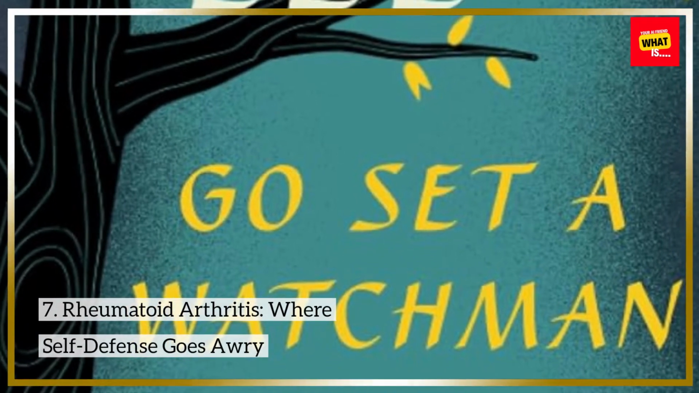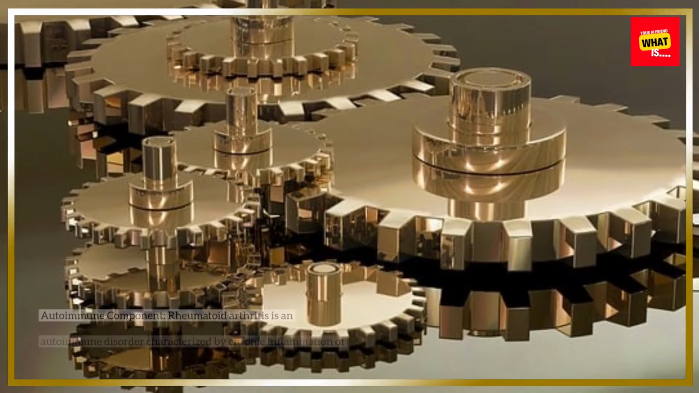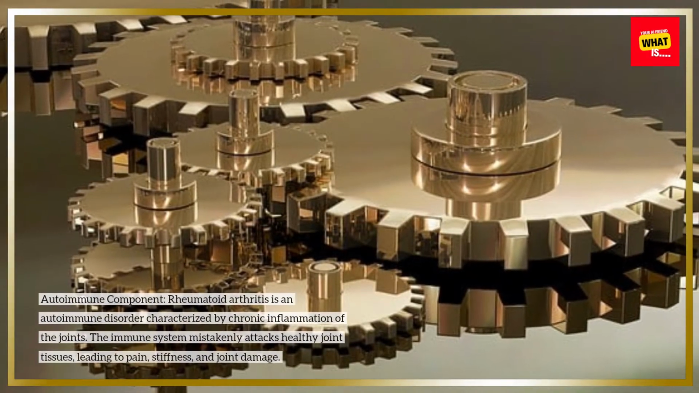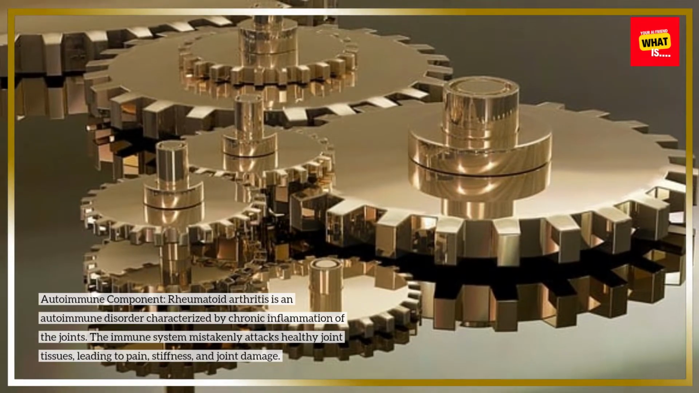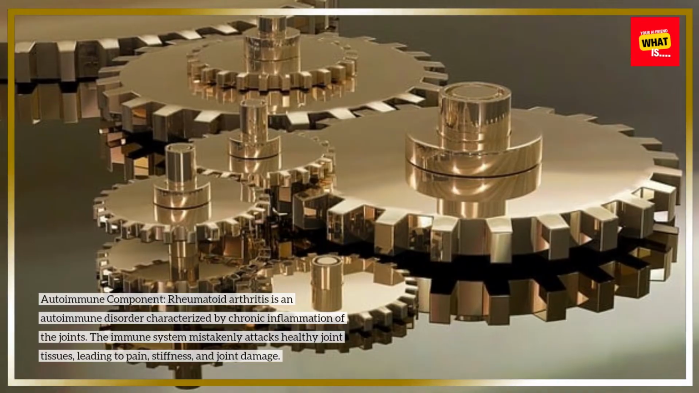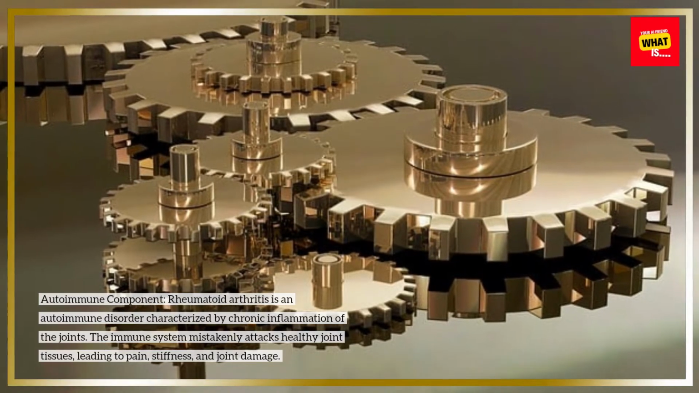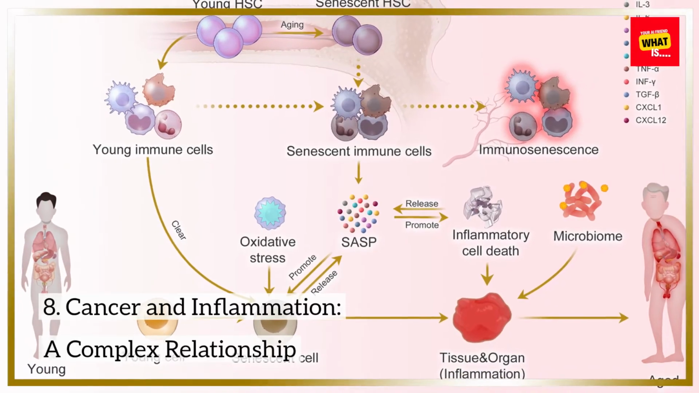7. Rheumatoid arthritis, where self-defense goes awry. Autoimmune component. Rheumatoid arthritis is an autoimmune disorder characterized by chronic inflammation of the joints. The immune system mistakenly attacks healthy joint tissues, leading to pain, stiffness, and joint damage. 8. Cancer and inflammation. A complex relationship.